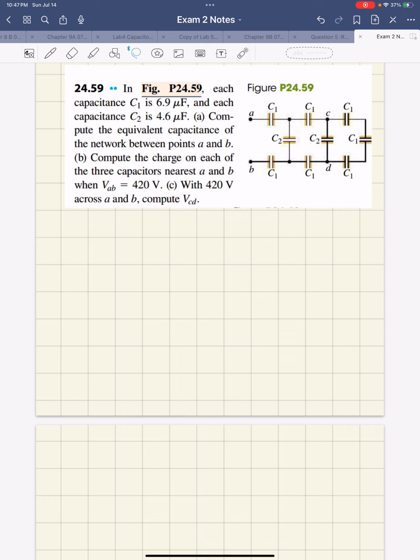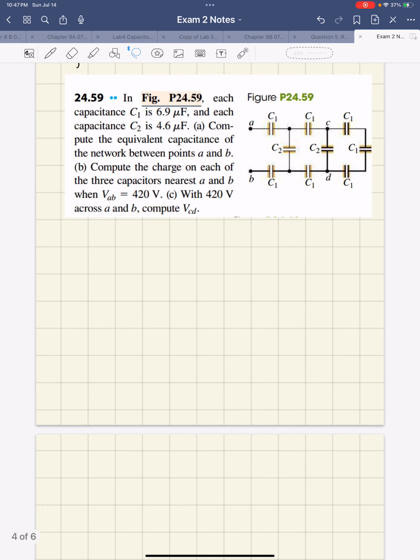All right, in this one here, each capacitance C1 is 6.9 microfarad, and each capacitance C2 is 4.6 microfarads. Then not all the capacitors are the same. The first thing, compute the equivalent capacitance of the network between points A and B, and we need to calculate charges, and then we need to calculate voltages.